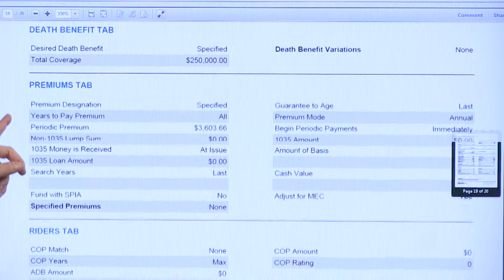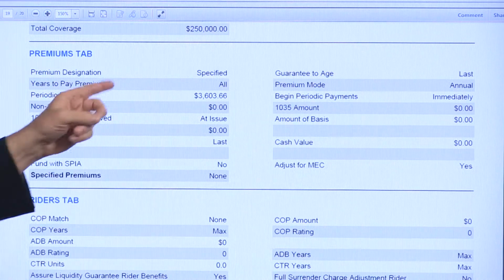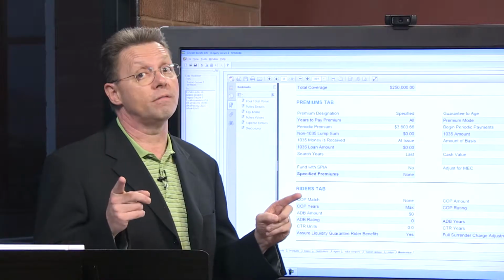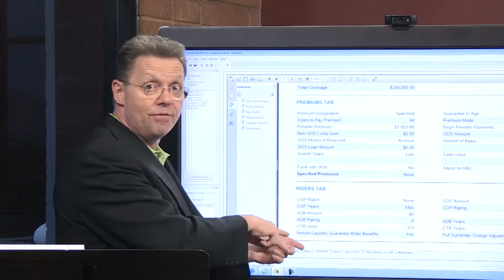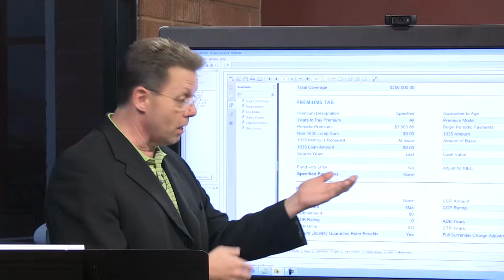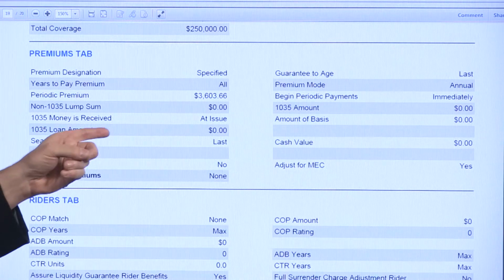I want to look at years to pay. I could have said 10 pay, 20 pay, but in this illustration, I'm using all pay. What's the periodic premium? I'm doing a periodic premium on an annual basis, so that's my annual premium. I didn't use any 1035 exchange money, but I could have. If I had an old policy and wanted to exchange it into a new one, I could have done a 1035 exchange so that there wouldn't be any taxable event. It would go from carrier to carrier in the exchange. I want to know the 1035 amount received.